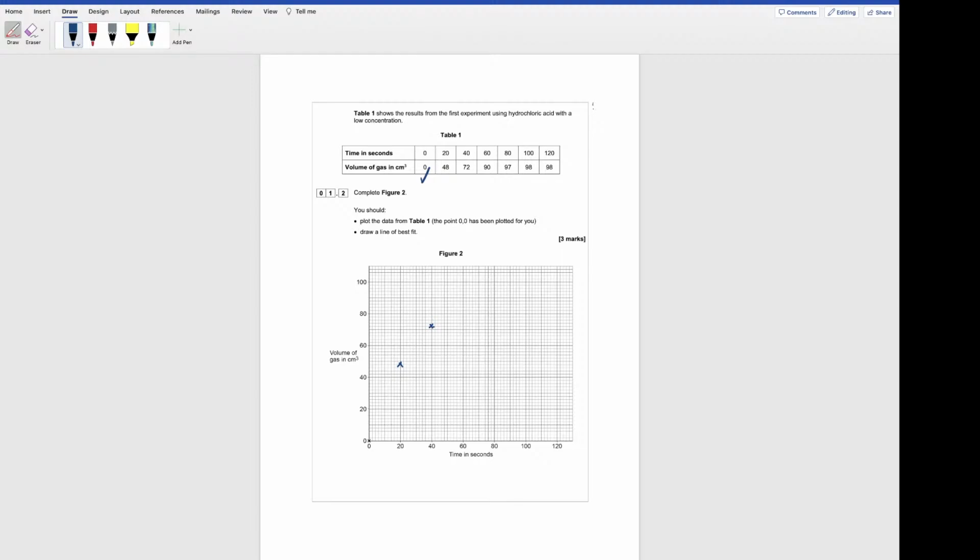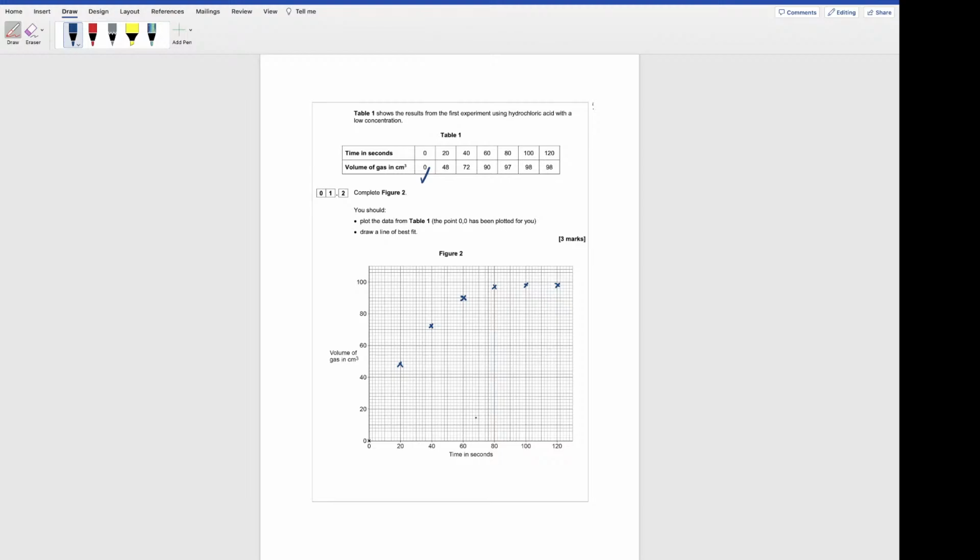So each little square is 2. 60 is 90. That's an easy one because it's halfway between 80 and 100. 80 is 97. So 92, 94, 96, so 97. And then 100 is 98. And then it's also 98 for 120.